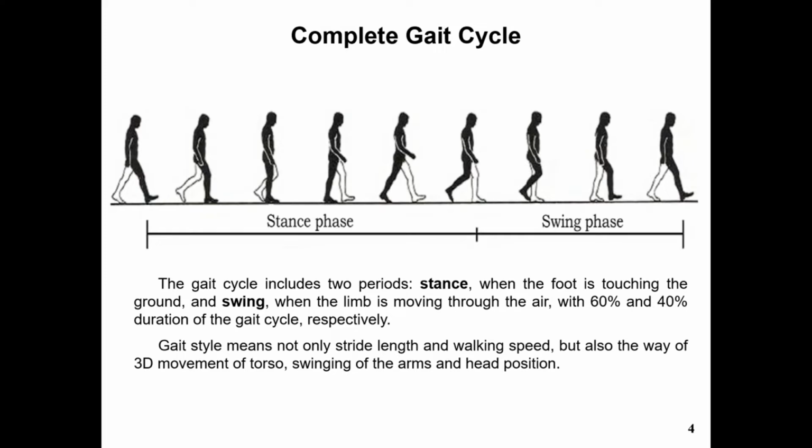Gait style means not only stride length and walking speed, but also the way of 3D movement of the torso, swinging of the arms and head position. In other words, all parts of the body are involved in walking, and all global and local features must be taken into account.